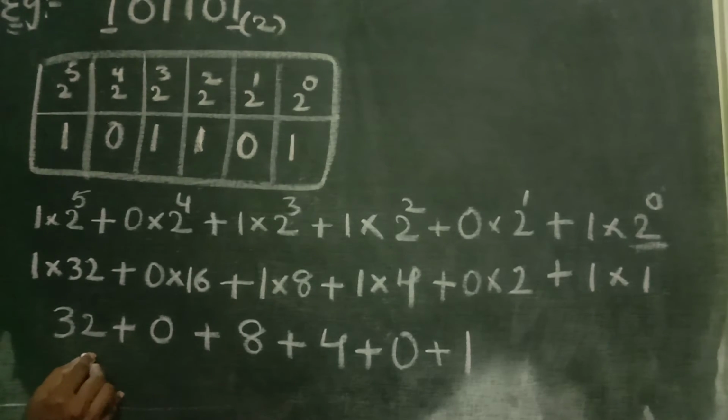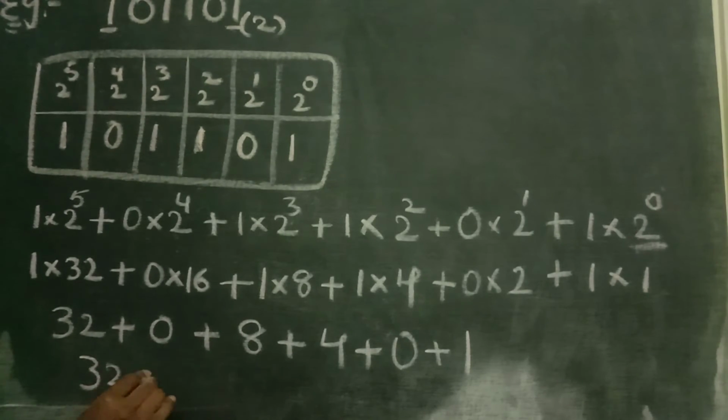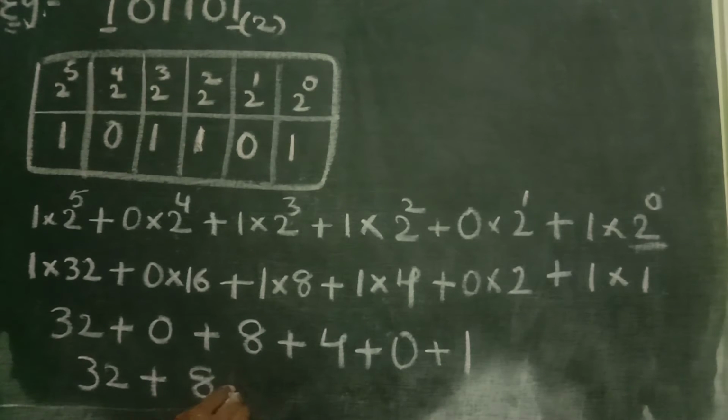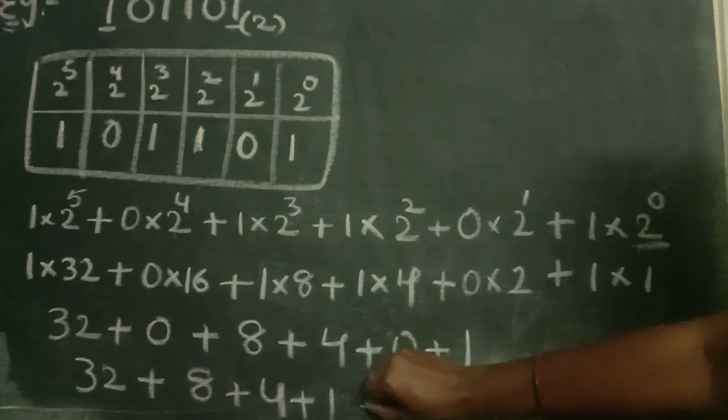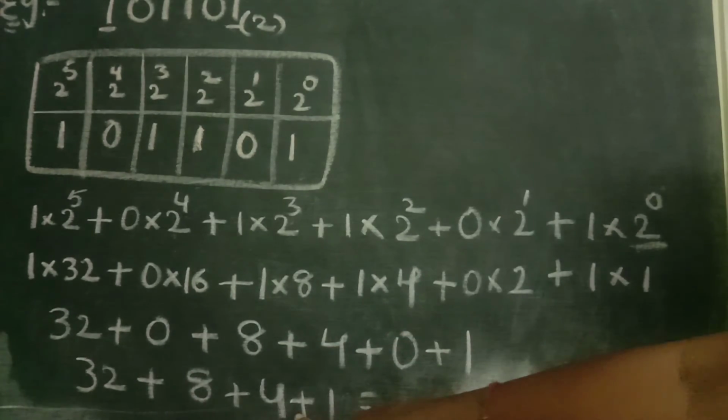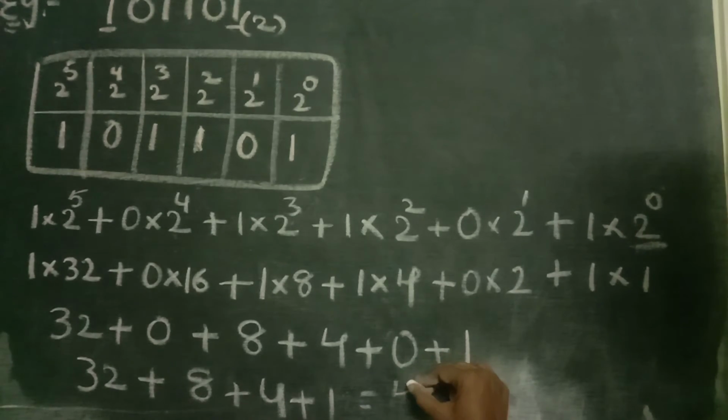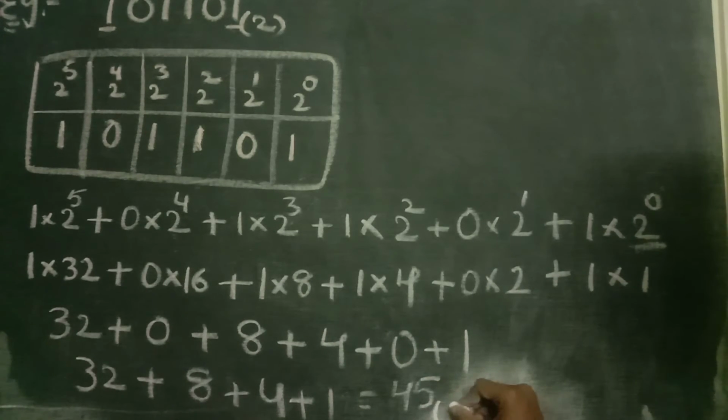Next, 32 plus 8 plus 4 plus 1. What do you get as the final answer? 32 plus 8, 40. 40 plus 4, 44. 44 plus 1, 45.